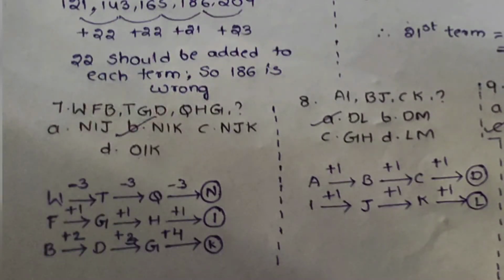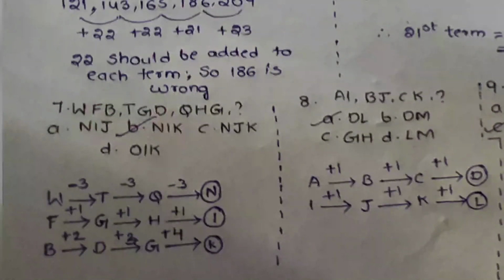And the next one, that is the third letters, B, D, G. If you move 2 letters forward from B, you get D. Similarly, if you move 3 places forward from D, you get G. Sorry, earlier I said 2 places, but it is 3 places forward from D that gives G. And similarly, if you move 4 places forward from G, you get K. So the option is NIK, which is option number B.